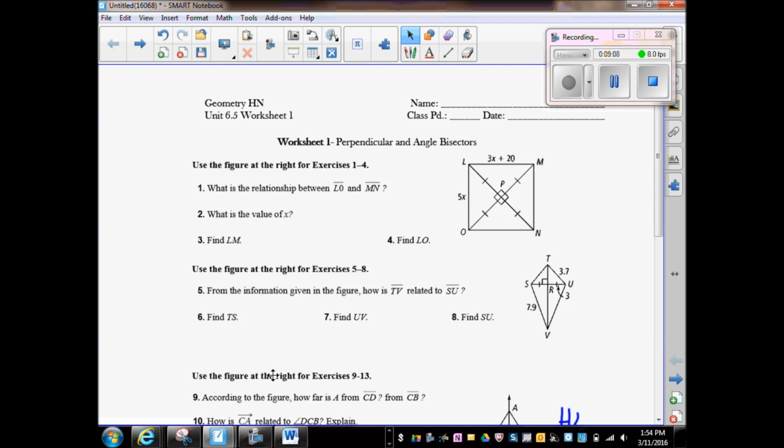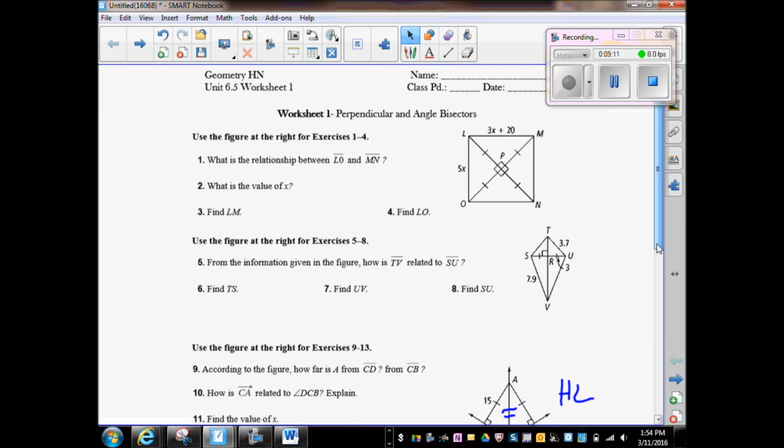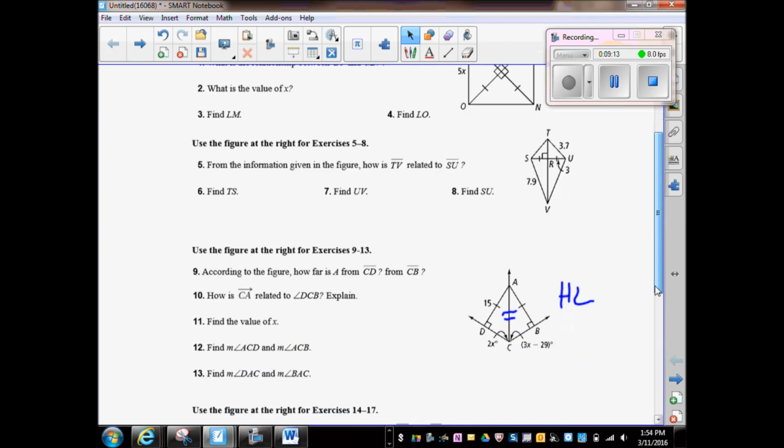Kate, what'd you get for 5? 5 is a question. From the information given, how is TV related to SU? It's perpendicular. Good, it's perpendicular. Grace, what's your question?